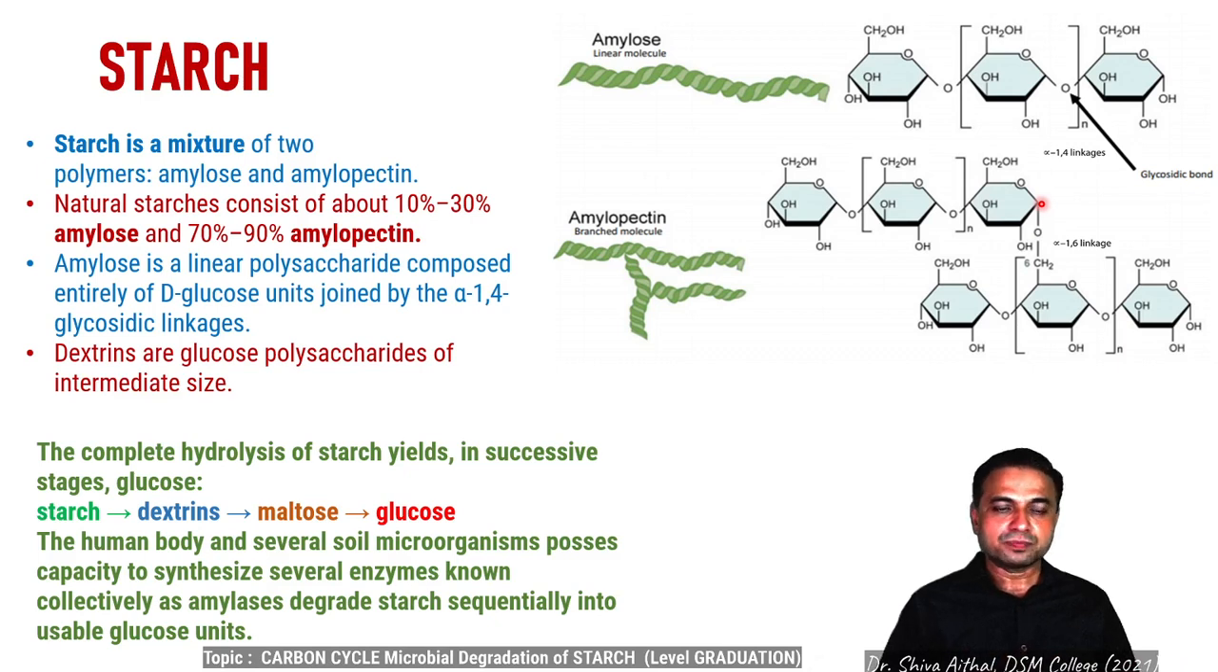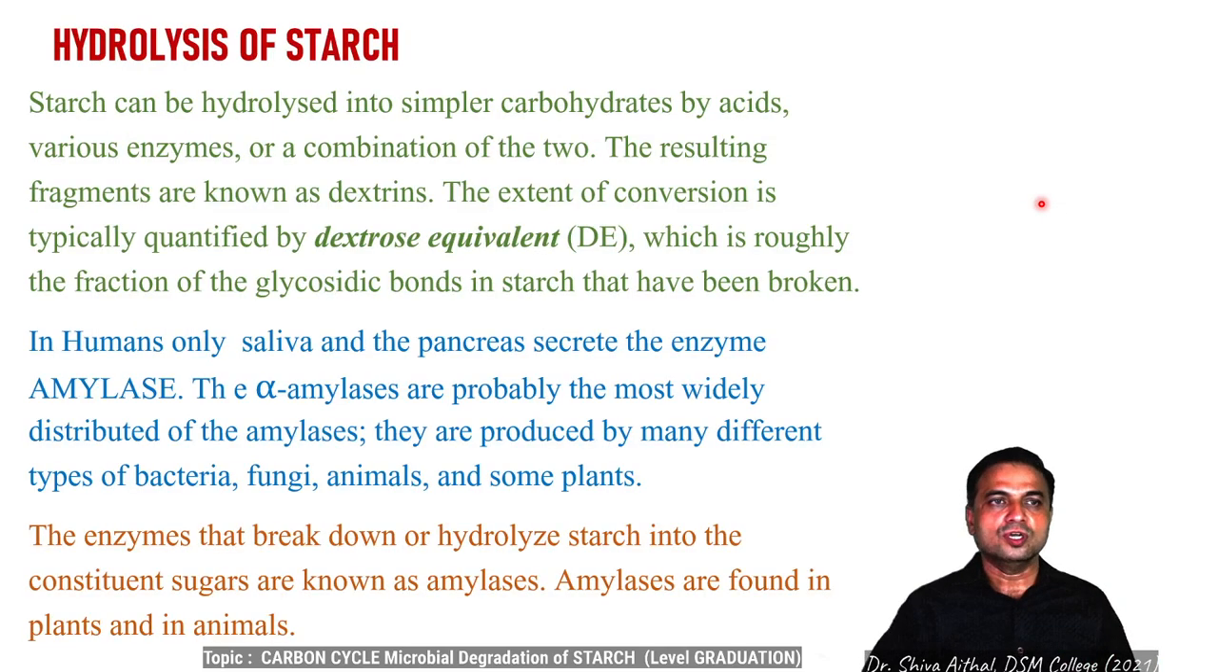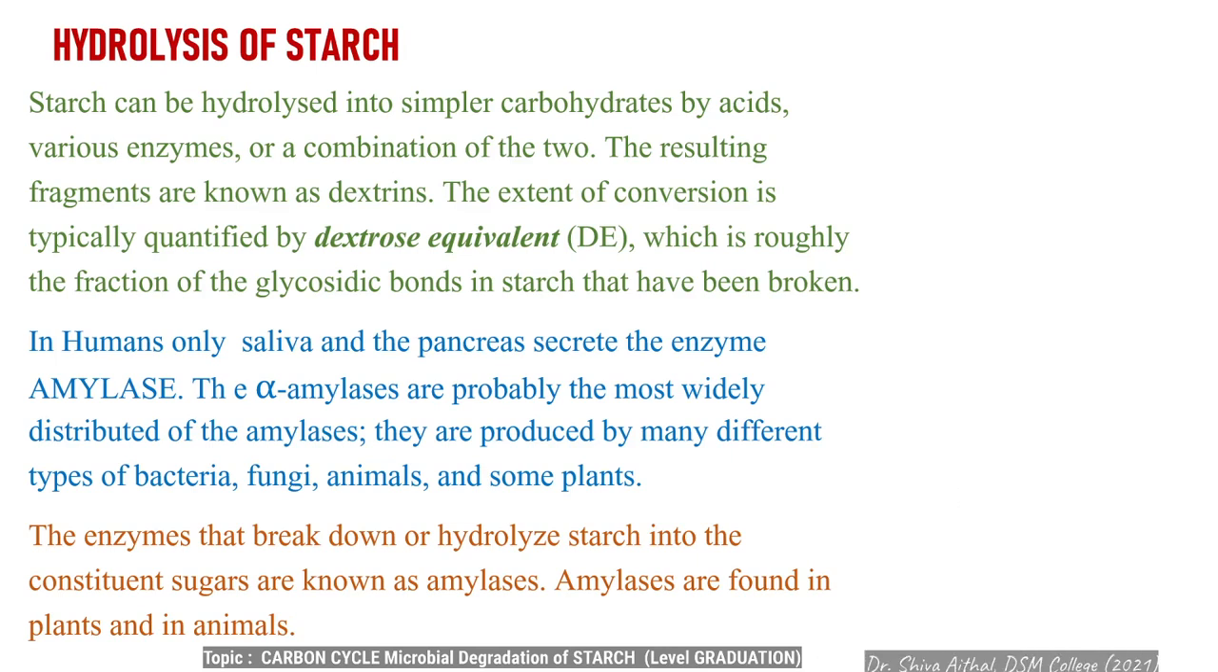In our body and within several microorganisms, bacteria and fungi both, there is a gene responsible for synthesis of an enzyme. All genes are known to produce enzymes. Enzyme is a product of gene synthesis. So there is a gene for synthesis of amylase, which degrades starch sequentially into usable glucose molecules. The hydrolysis of starch into simpler carbohydrates by acids takes place through various enzymes or a combination of the two. The resulting fragments are known as dextrins.